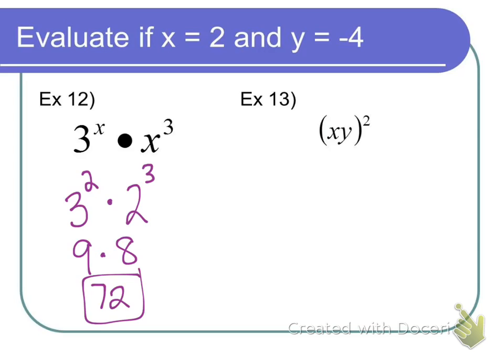We substitute and then we simplify. We have to use our order of operations. That's why I did exponents, both of the exponents, before I did any multiplication.